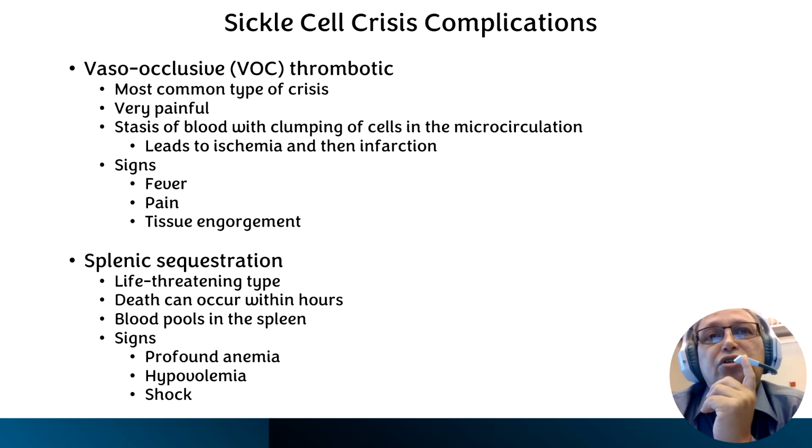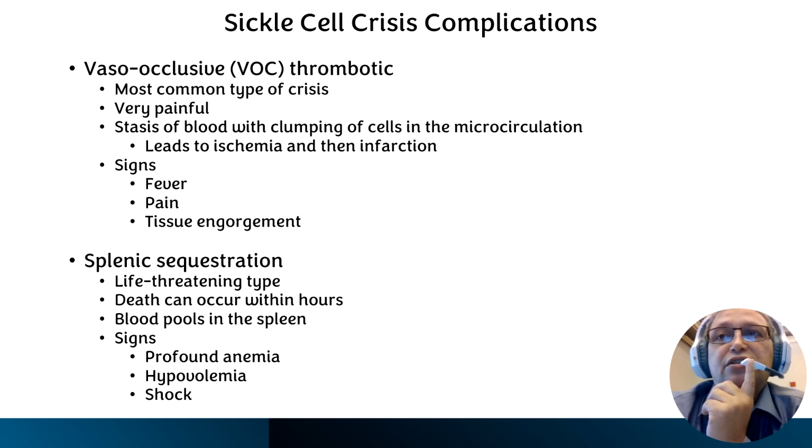Splenic sequestering is also life-threatening. Death can occur within hours because blood pools in the spleen and gets locked into the spleen and can't come back out. So all your blood cells are now locked inside of the spleen and not in the blood vessels where they need to be. Profound anemia. We pull up a blood test and we find all we got is plasma. Not good for perfusion. Hypovolemia and then shock and then die.